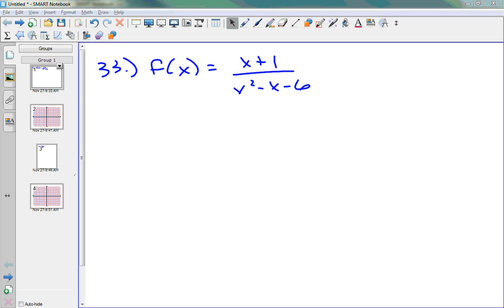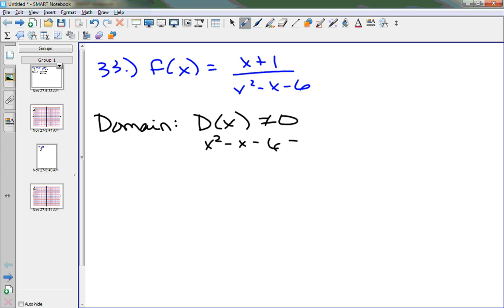Okay, here we go. Step one, what do I want to find first? The domain. How do you find the domain? Take your denominator, which is d of x, and set that not equal to 0. So that's going to be x squared minus x minus 6 cannot be 0.